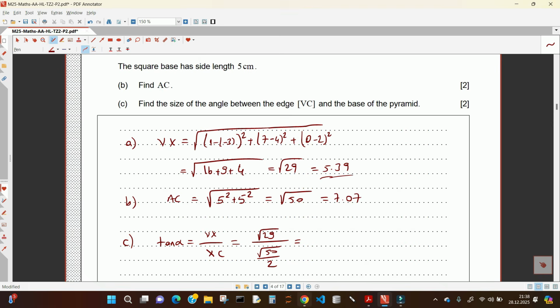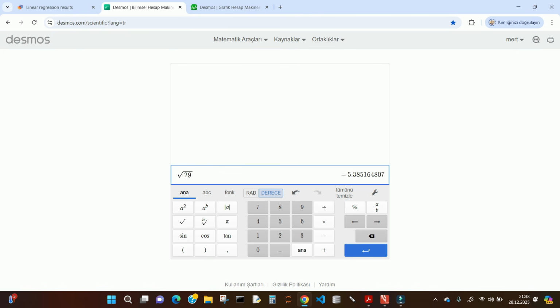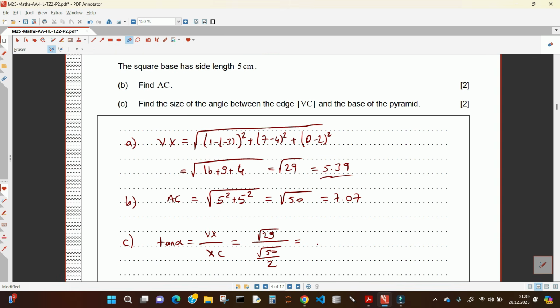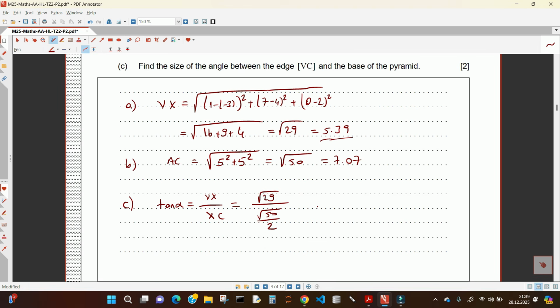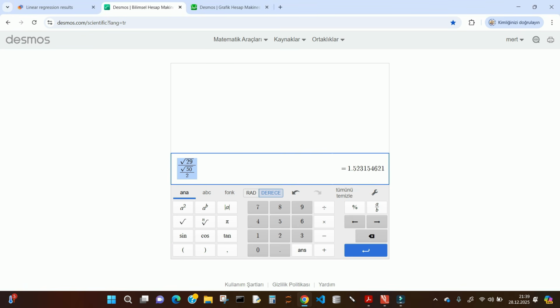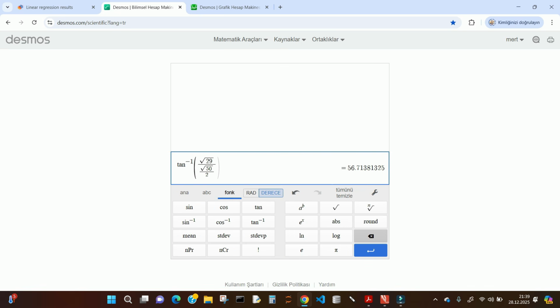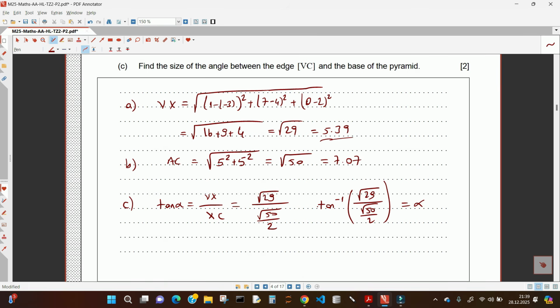Square root of 29 divided by square root of 50 divided by 2 is 1.52. But actually, we're gonna find the angle. So in this case, I need the inverse of tangent. In parentheses, you can write this value. So it will give us the angle, right? I will use this inside of inverse tangent, which is 56.7 degrees.